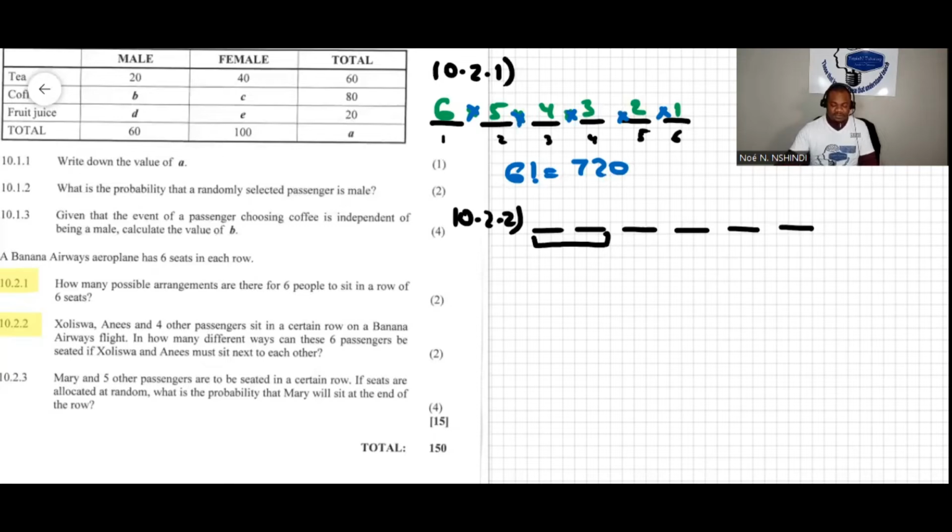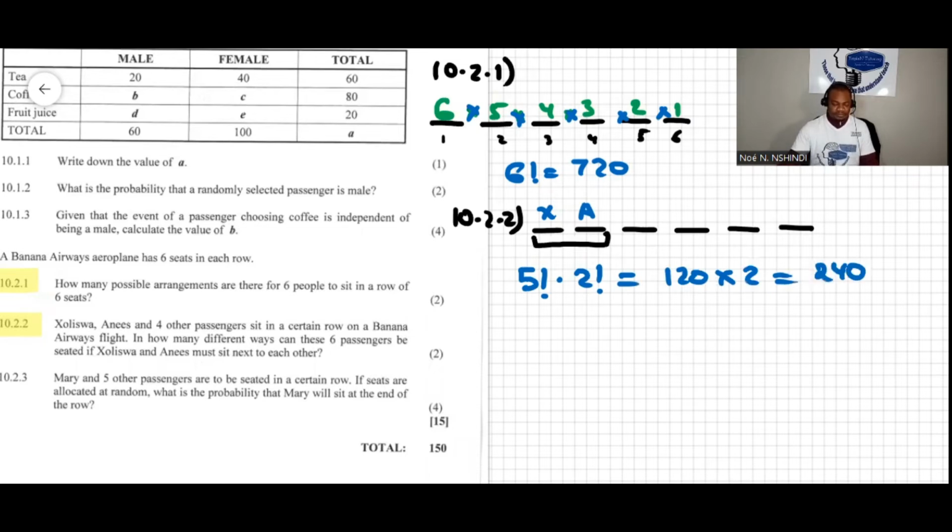Now, the answer here must be 5 factorial, because these 2 must sit next to each other, and then for them it's also times 2 factorial, because Colisa can be sitting here and Anis there, or Anis sitting there and Colisa here. So on the left and right, they can swap. So we do this times 2 factorial. 5 factorial is 120, times 2 factorial, which is just 2, is equal to 240.